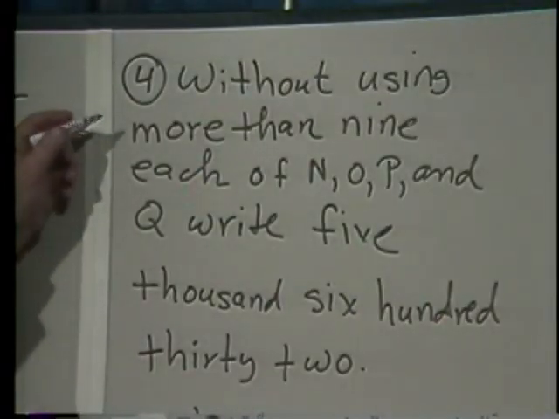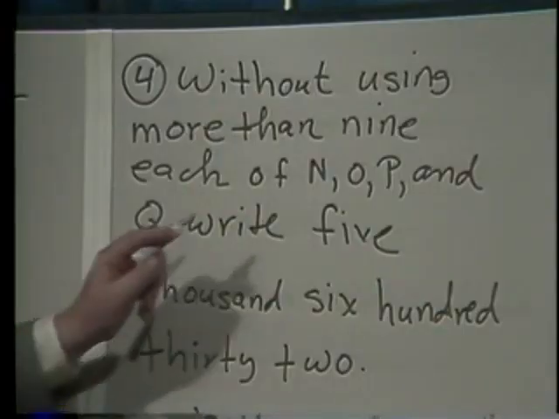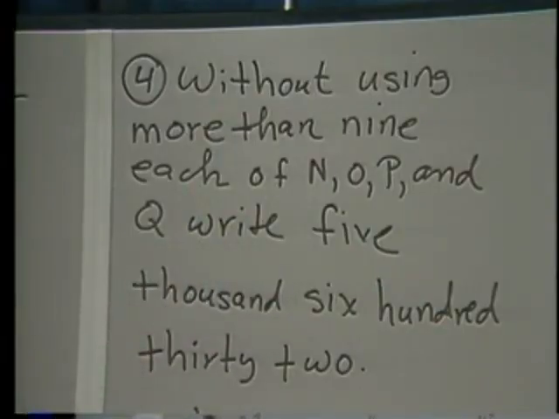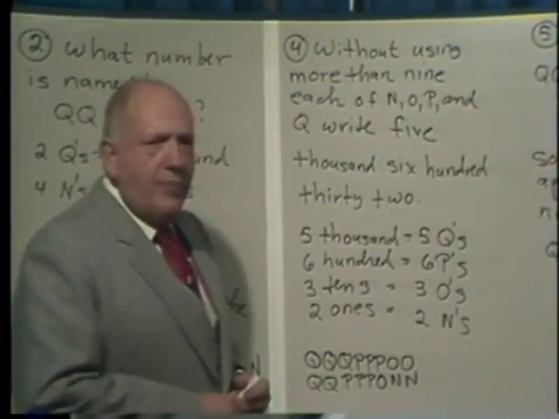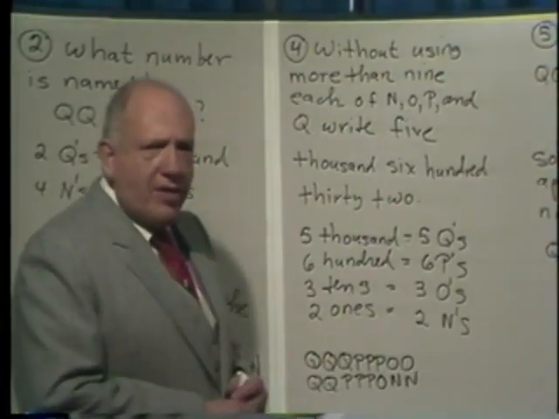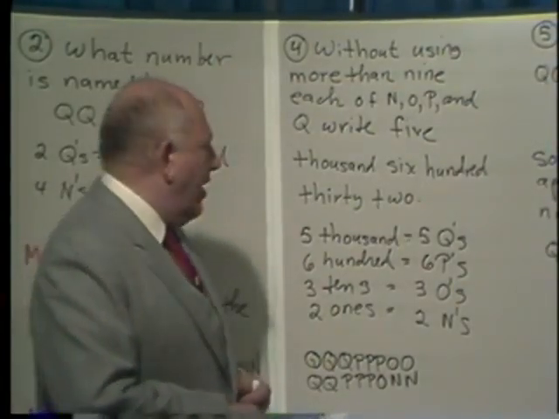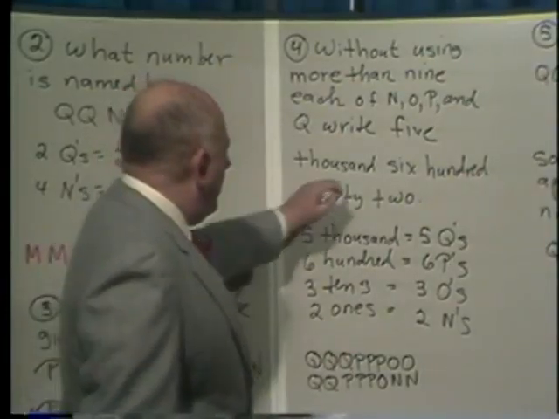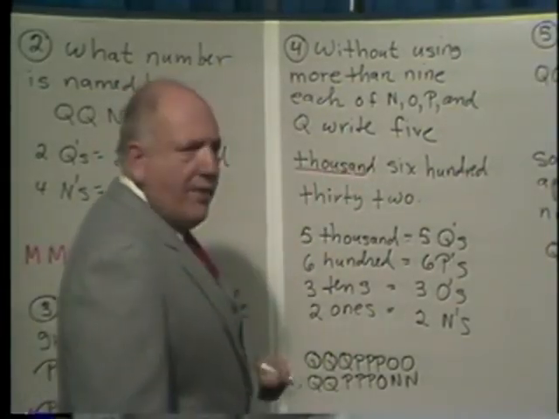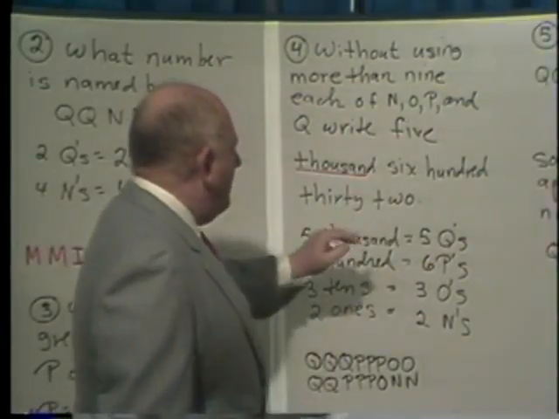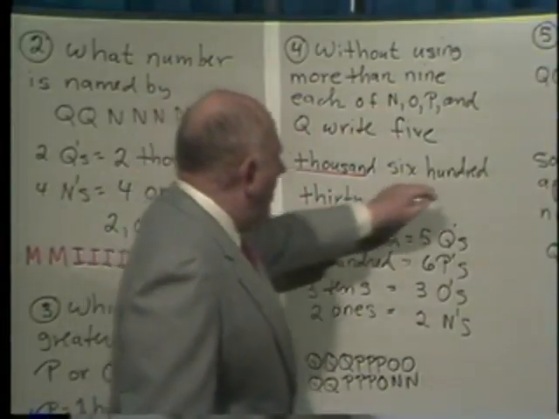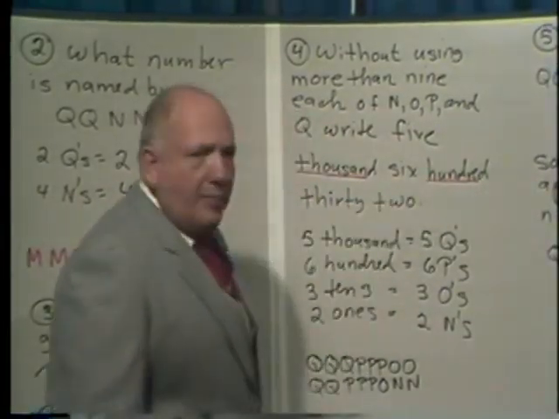Number 4 says, without using more than 9 each of N, O, P, and Q, write 5,632. And this is where the reading comprehension comes in. We have to be able to recognize the denominations and then figure out what the adjectives are. For example, we see the word 1,000. That's one of our nouns. What's modifying the thousands? The 5. So I have 5,000s. I catch the word 100 over here. How many hundreds do I have?